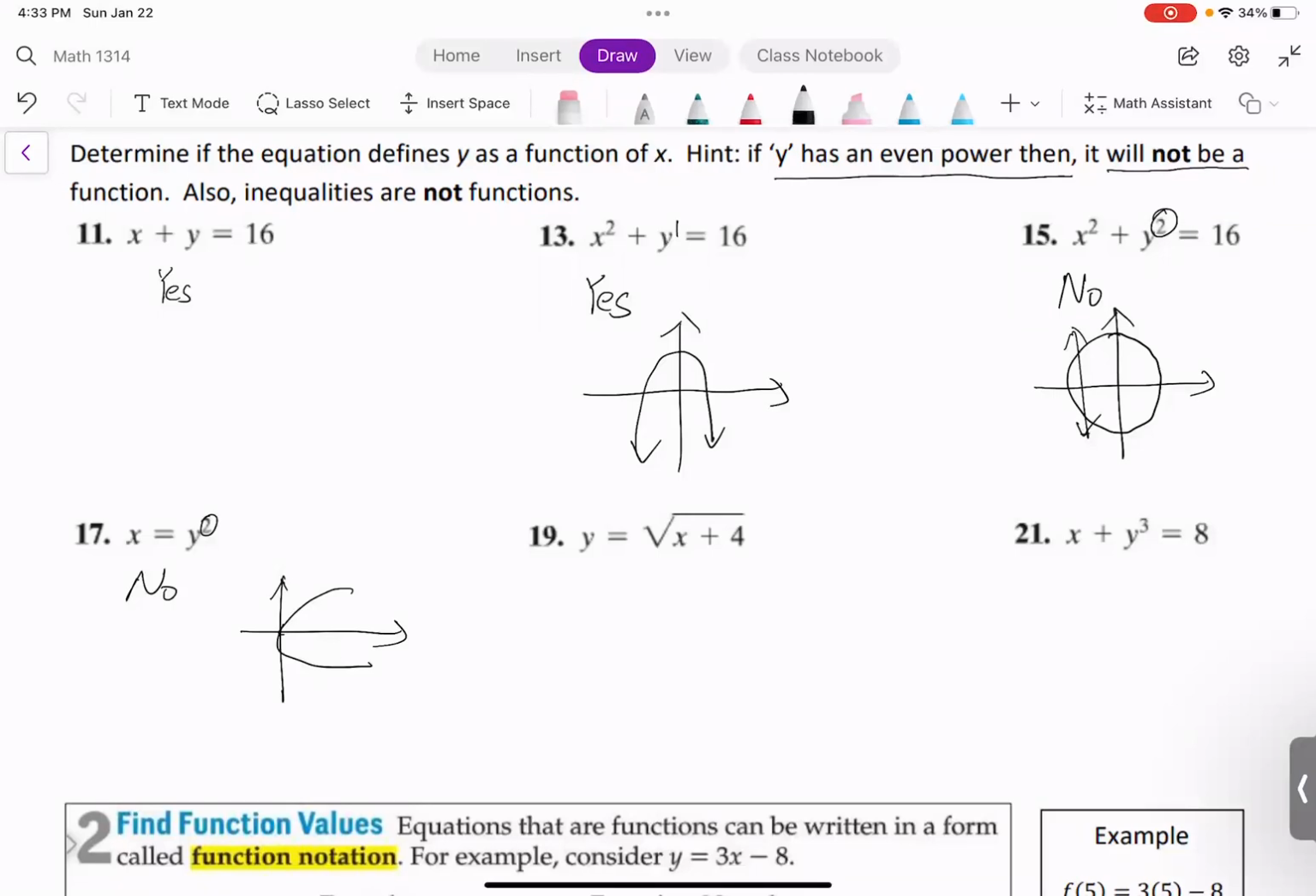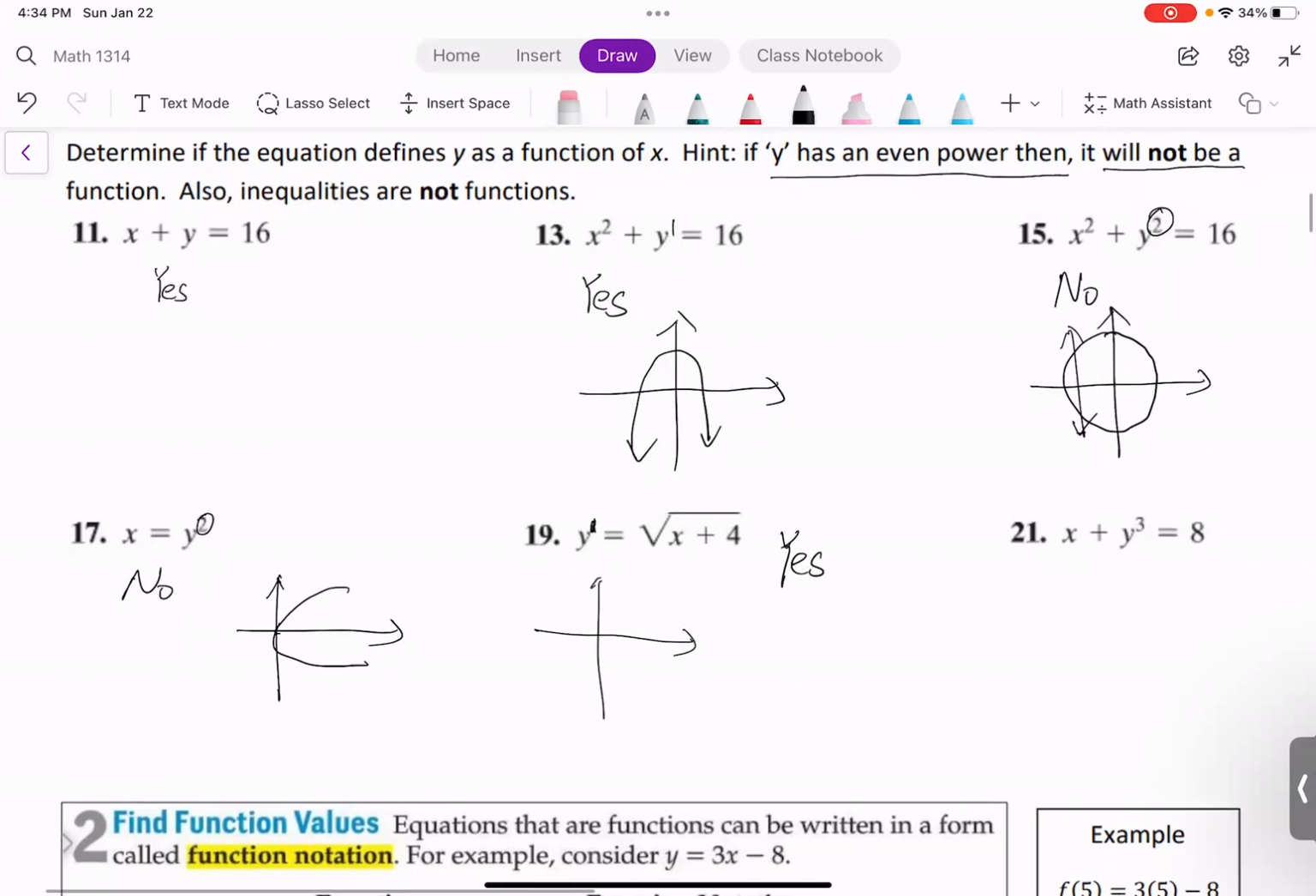Okay, let's see the next example. Is this one a function? Yes, the power for y is 1. So I should put yes first. And then the graph of this function is like this. So you draw a vertical line. It has only one intercept. Okay.